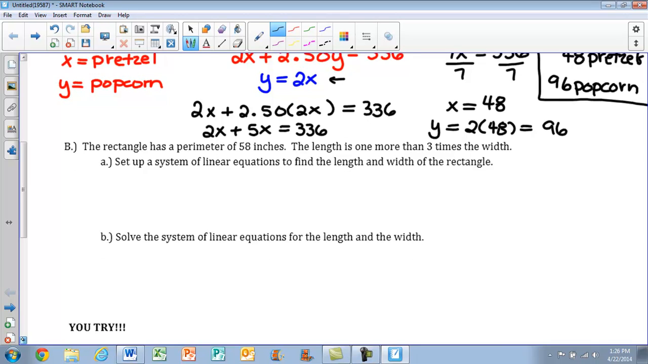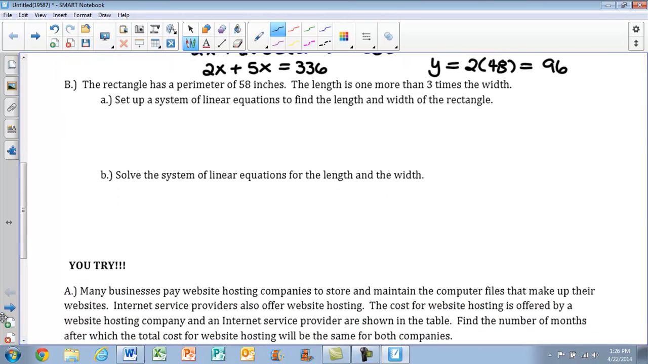It says that a rectangle has a perimeter of 58 inches, and then it says the length is 1 more than 3 times the width. Well, if you recall, perimeter is the space around. So if I'm looking at my rectangle here, we're looking at the outside. So remember that equation is going to be 2L plus 2W equals your perimeter. Now, for each of these, we're going to find the length and the width.